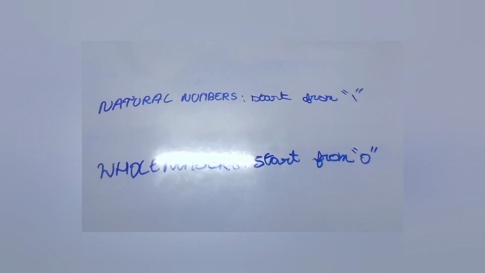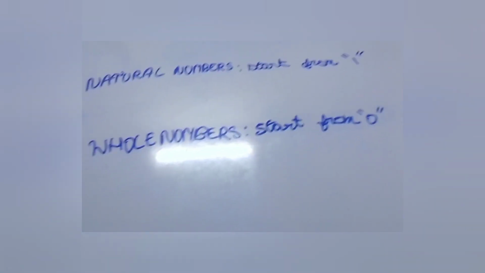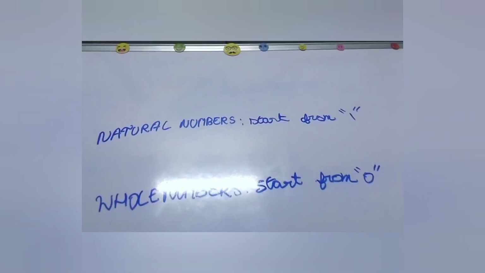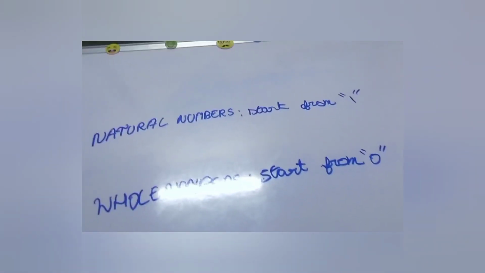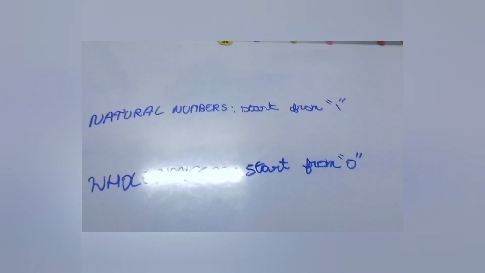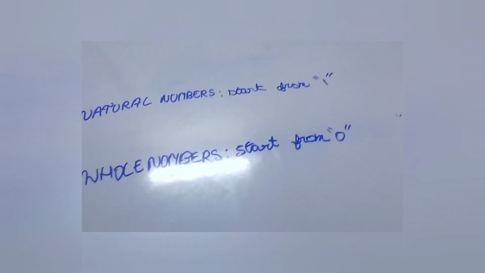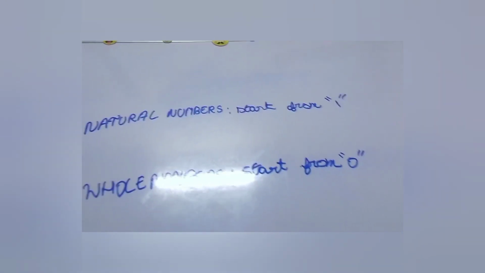So we can say that all natural numbers are whole numbers. That is, natural numbers are 1, 2, 3, 4, 5, 6, 7, 8, 9, 10, 11, 12, 13, 14, 15, 16, 17, 18, 19, 20. This goes on. That's called infinity. So all these natural numbers are whole numbers. 1, 2, 3, 4, 5, 6 come in whole numbers too. But can we say whole numbers are natural numbers? No, it's not possible.